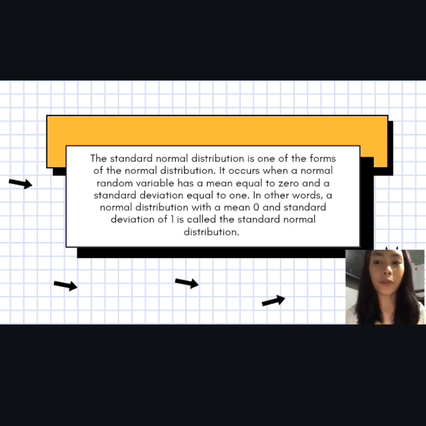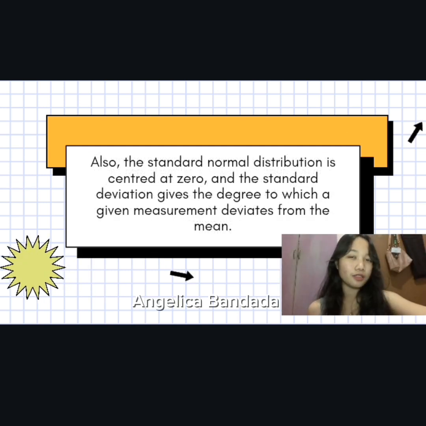The standard normal distribution is one of the forms of the normal distribution. It occurs when a normal random variable has a mean equal to 0 and a standard deviation equal to 1. In other words, a normal distribution with a mean of 0 and standard deviation of 1 is called the standard normal distribution. Also, the standard normal distribution is centered at 0, and the standard deviation gives the degree to which a given measurement deviates from the mean.